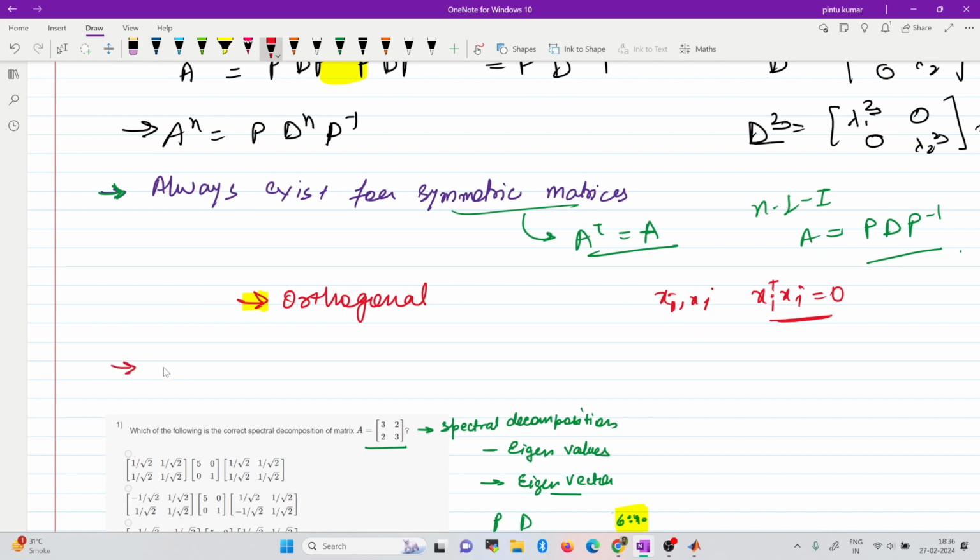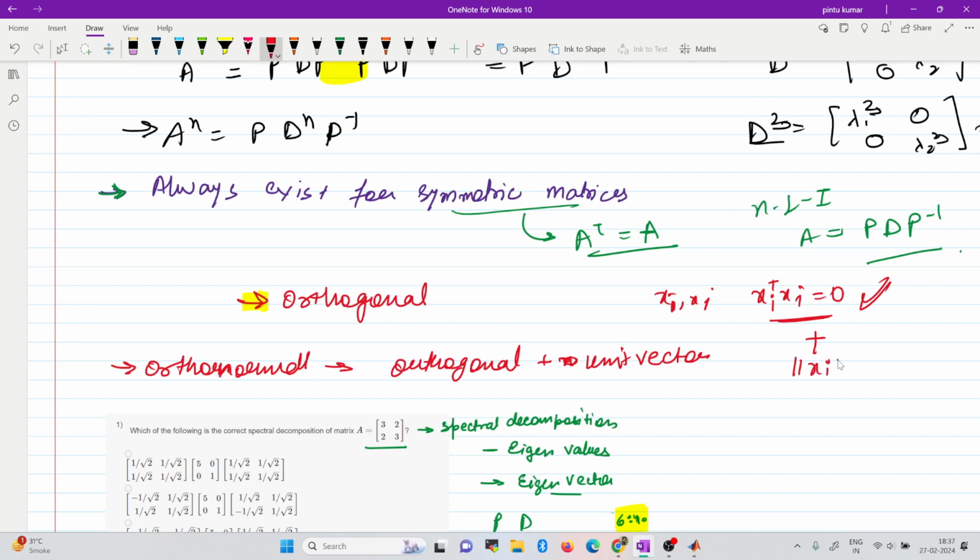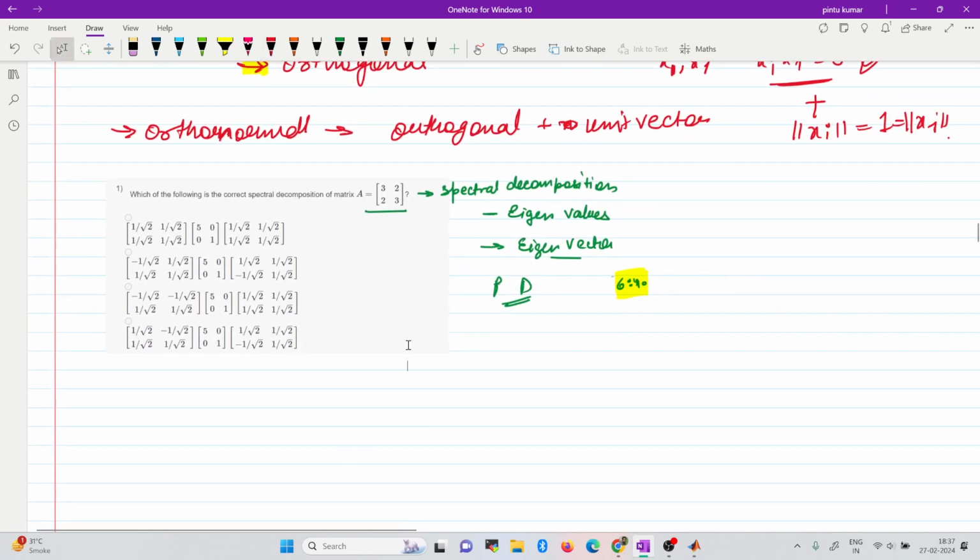There is one more term in linear algebra that is known as orthonormal. What is orthonormal? Orthonormal vectors are orthogonal plus unit vectors. You satisfy this particular property, plus the norm of xi is equal to 1, and the norm of xj is also 1. So their length should also be 1, and they should be perpendicular to each other. These kinds of vectors are called orthonormal vectors. You can continue doing this question.